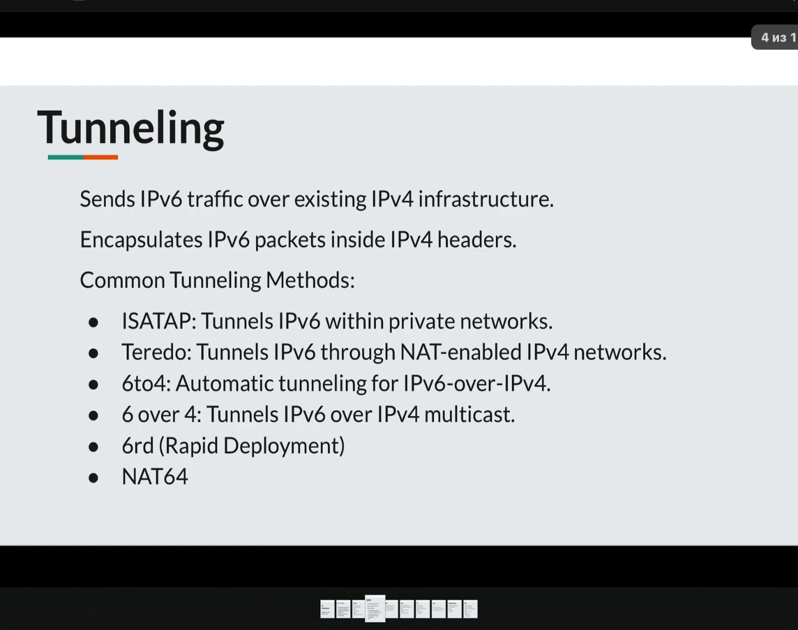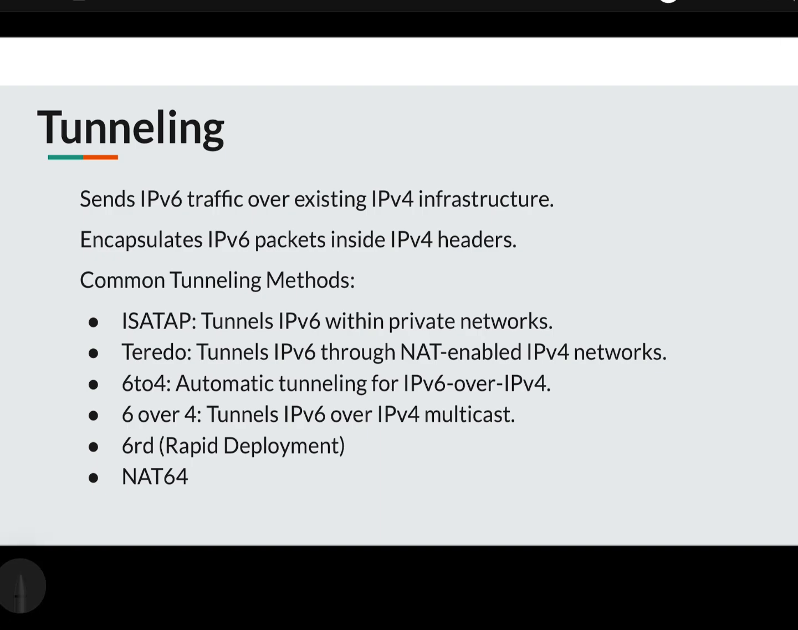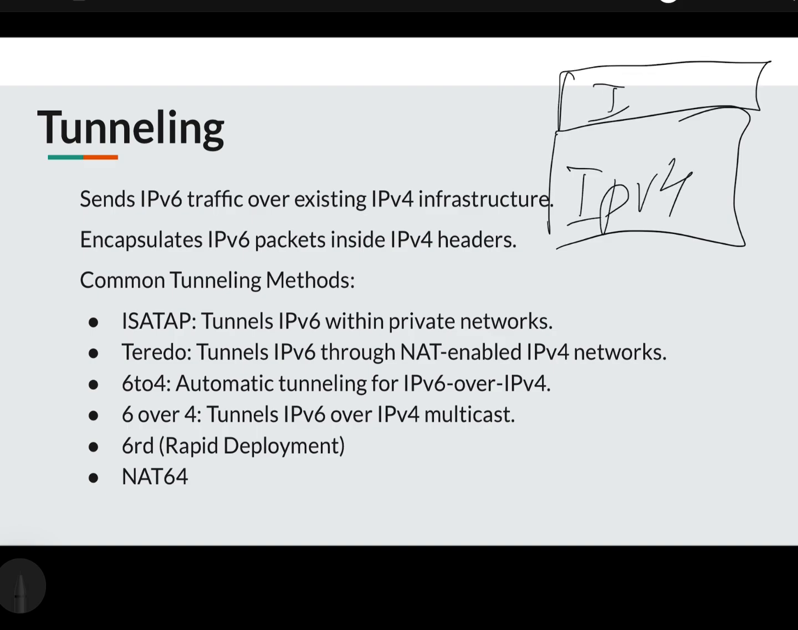Tunneling is a method to send IPv6 traffic over existing IPv4 networks. It allows IPv6 packets to travel across networks that do not natively support IPv6 by encapsulating them in an IPv4 header. For example, we can encapsulate the packet and send this traffic using the old infrastructure with encapsulation.